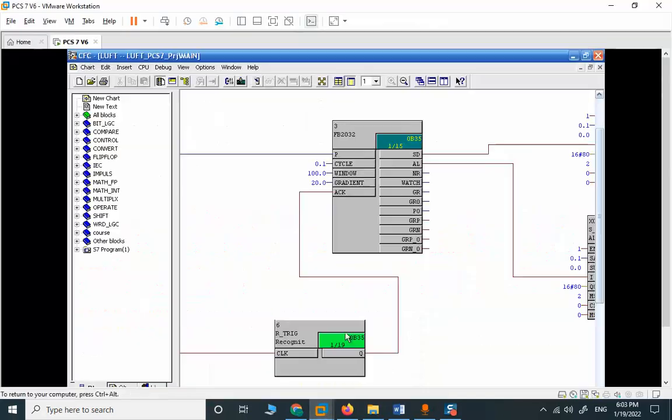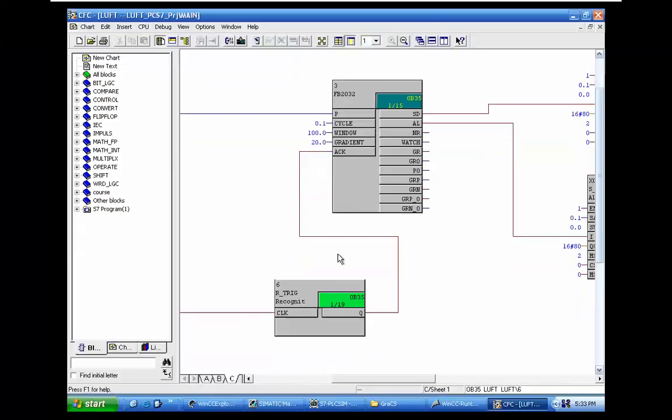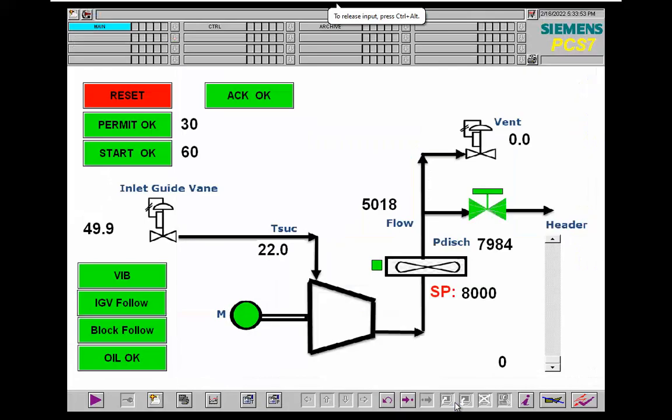So in order to be able to simulate this surge, this type of surge, you can see that the vent valve is closing. We get the flow from the inlet guide vane, compress it and send that to the header.